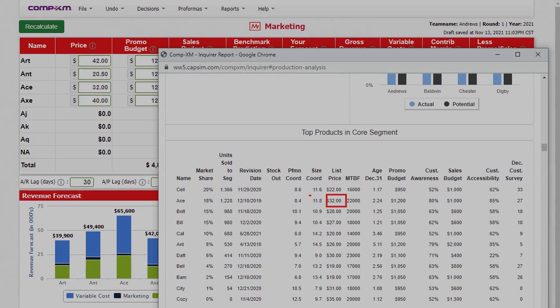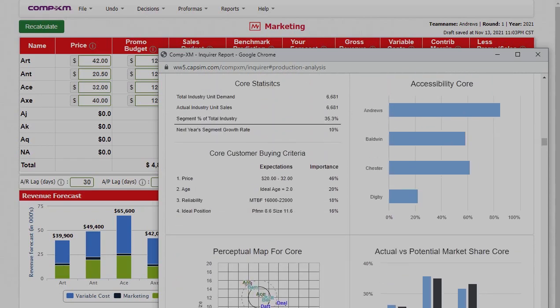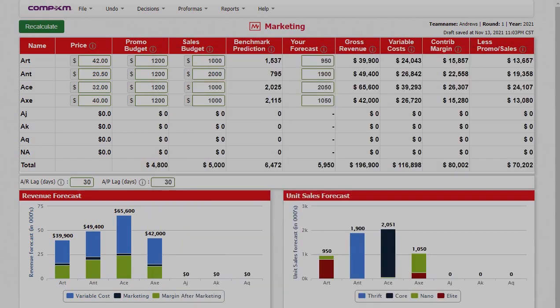Okay, for core, despite price being among the most important factors, because actually it's the first factor that customers consider while purchasing a product, it has importance level 46%. We'll only reduce it slightly, let's say to $30 per unit.